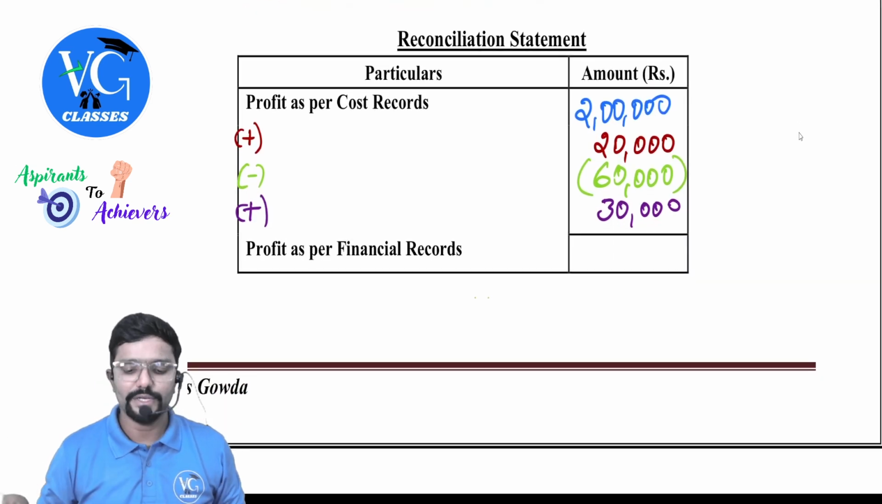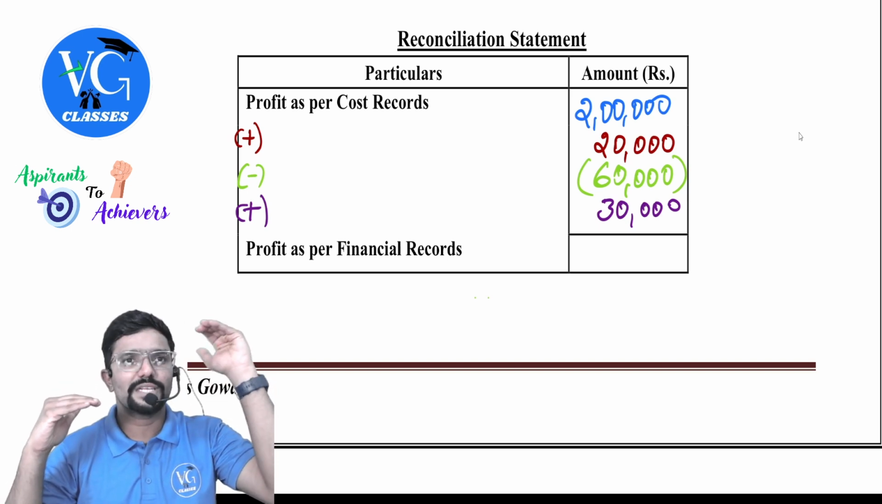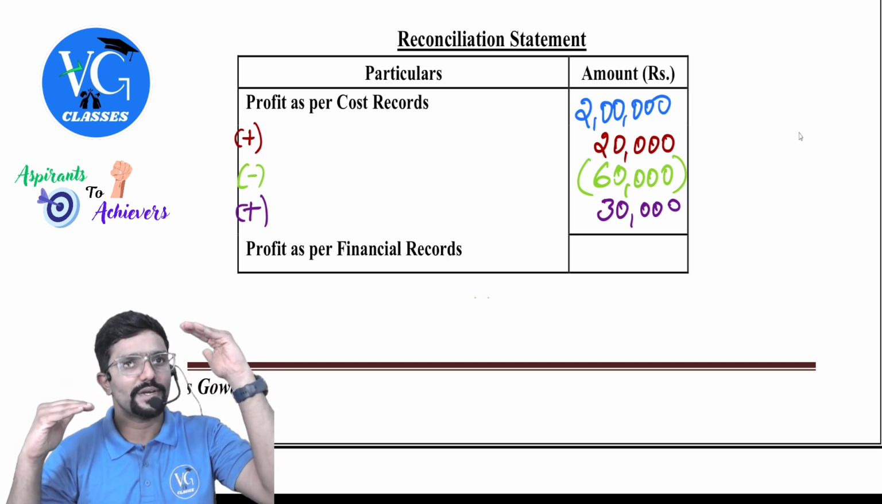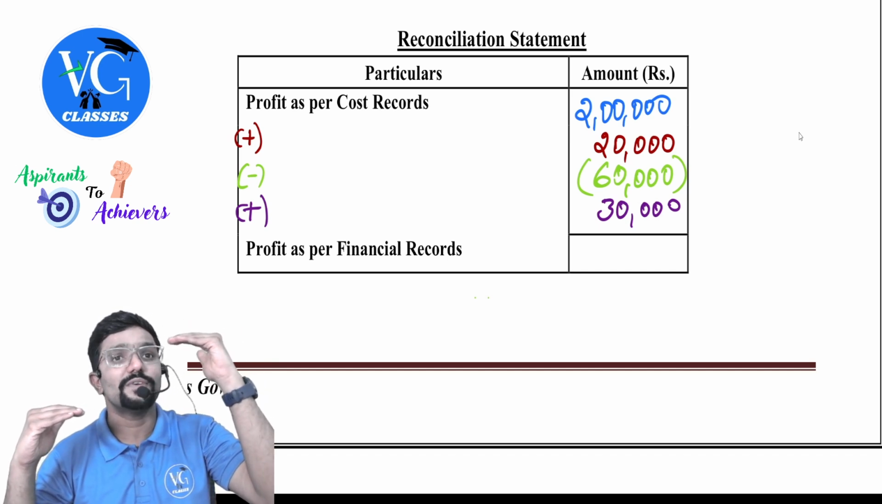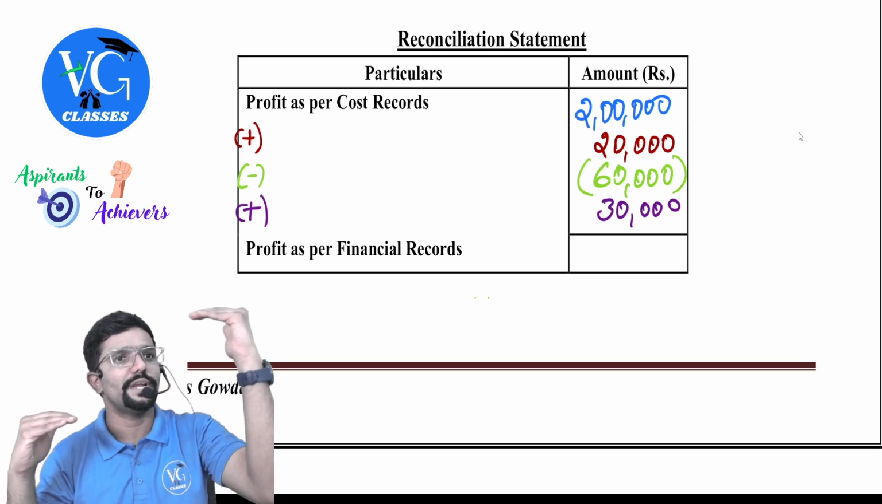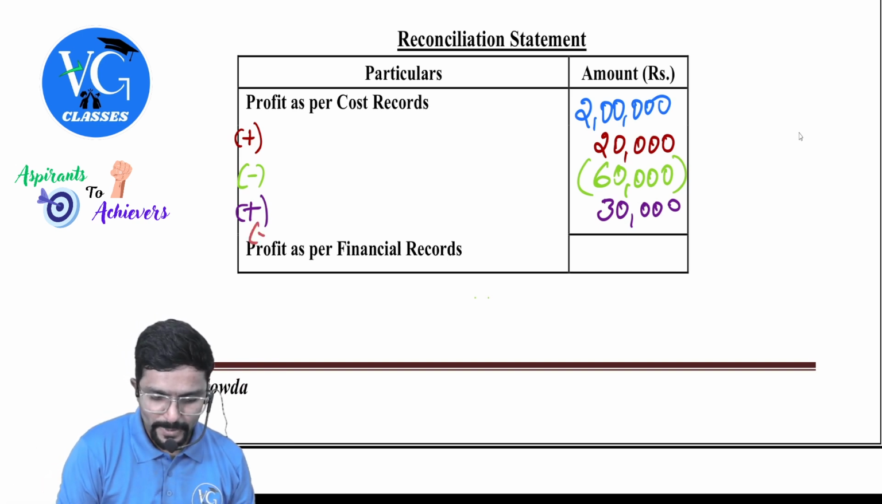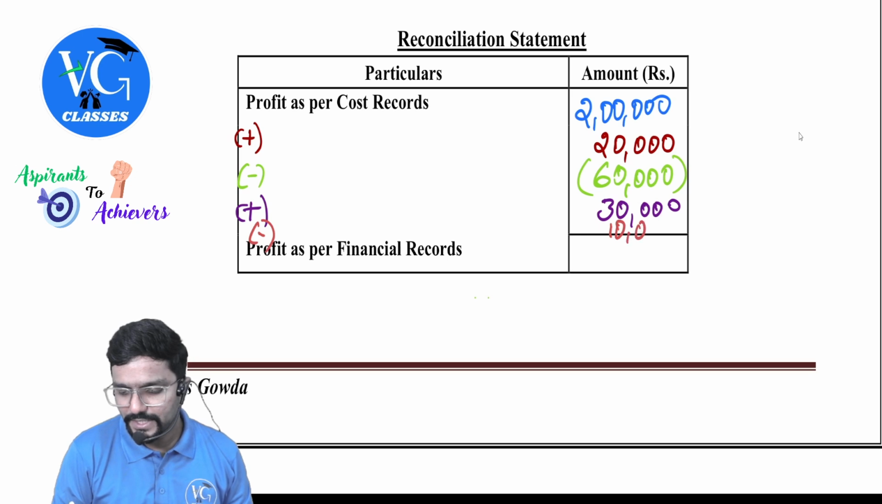Next, coming to costing. Sir, costing has already gone up. Now my costing profit itself is the starting point, so any adjustments I make are for costing profit. If I have to match it with financial profit, what should I do? Bring it down. Deduct 10,000.